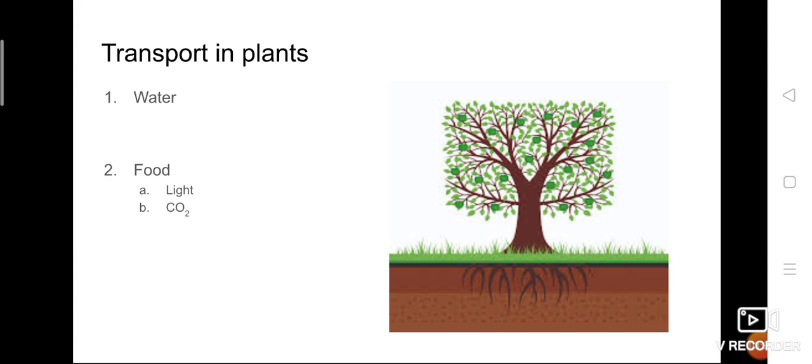So the food prepared in the leaves has to be transported to all parts of the plant. So there also the plant needs a transport mechanism. Now we agree that plants definitely need a transport mechanism, especially to transport water and food. Now, what is the next question? Who is going to transport all these things? That is the next question.